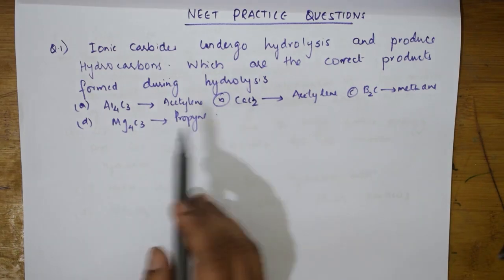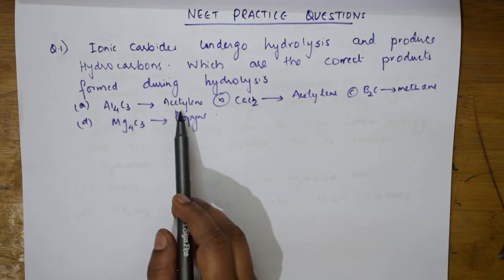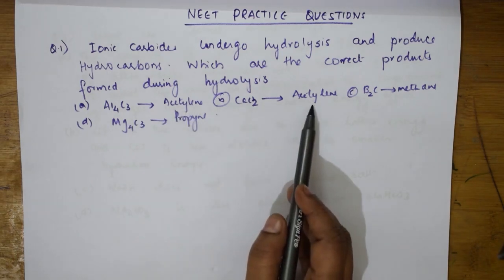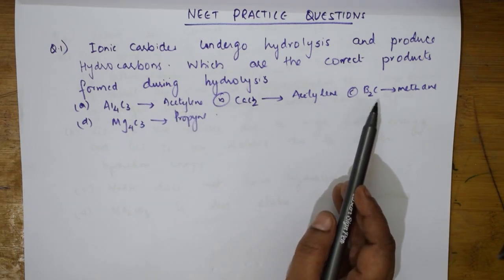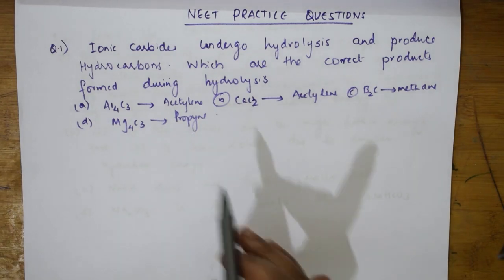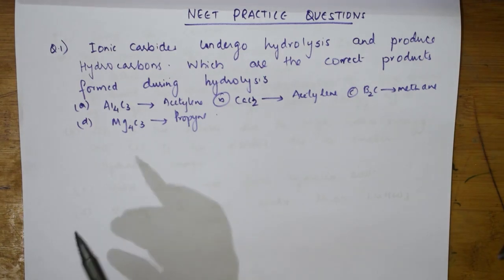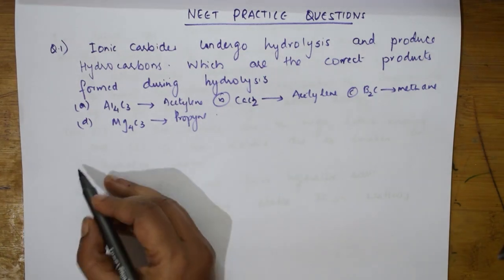So you should know the reaction, which is the correct product, then combine. Here they've given aluminum carbide gives acetylene, calcium carbide gives acetylene, beryllium carbide gives methane, magnesium carbide gives propyne, they said. So you need to know the reactions first. That is the reason I've done the whole syllabus first, so that the reactions are clear for you all. Now let us solve this.